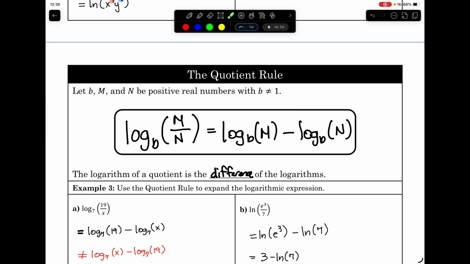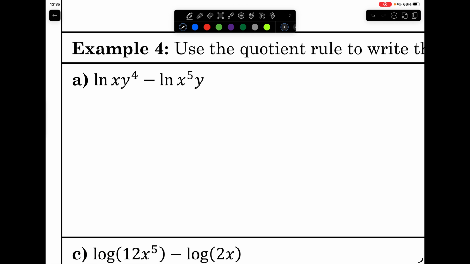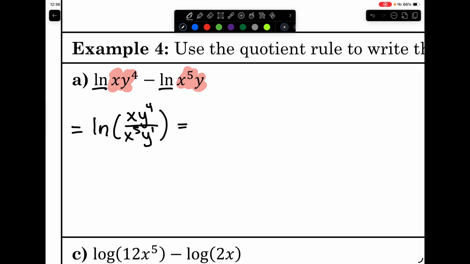So let's look at the next examples at the bottom of this page. For this example, I can condense this. Since I have the same natural log, log base e, I can divide these quantities here. I could divide this by that. So I can write this as the natural log of x y to the fourth divided by x to the fifth y to the first, which I can now apply my exponent rules to simplify that part inside there. So this would be the natural log of x to the negative 4 power 1.